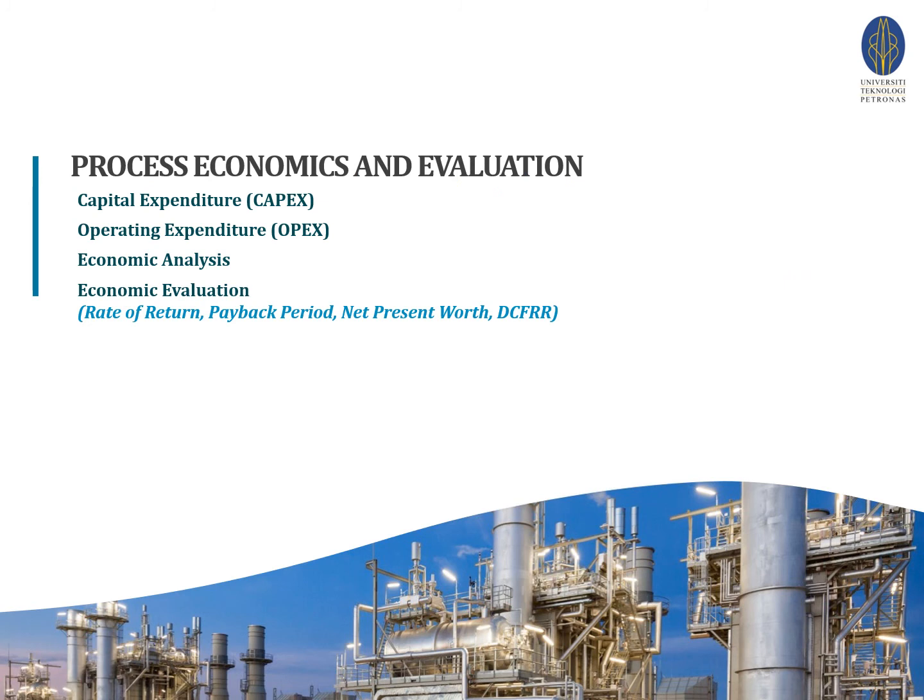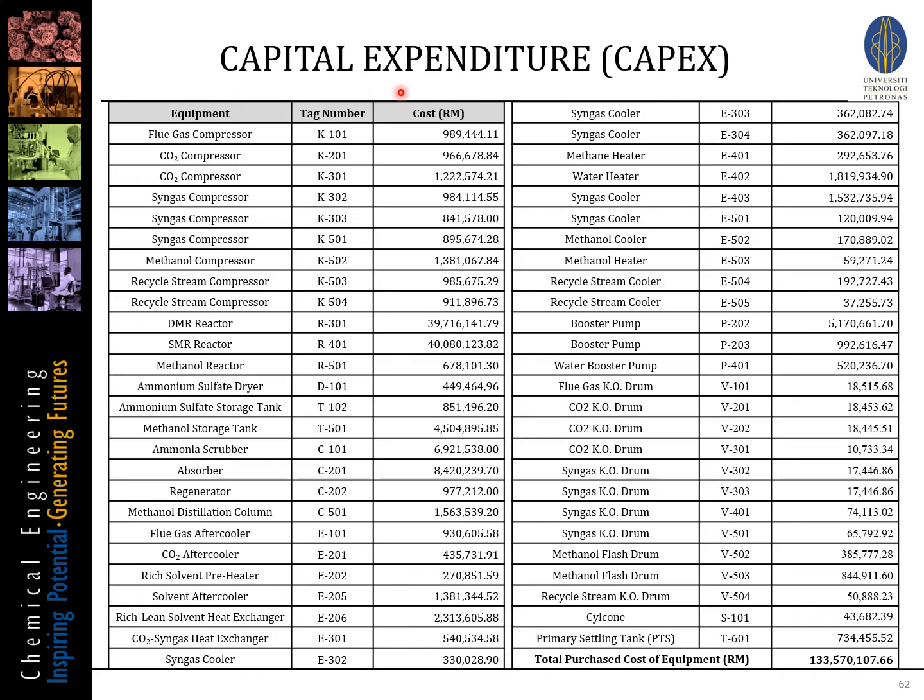Right now I would like to talk about the process economics and evaluation, which will include the CAPEX, OPEX, economic analysis, the rate of return, the payback period, the net present worth, and also the DCFRR. Now let's look at the capital expenditure, the CAPEX. Here we have all the equipment that we use in our plant, and we can see that the total purchase cost of equipment, the total PCE, is about 134 million ringgit Malaysia.